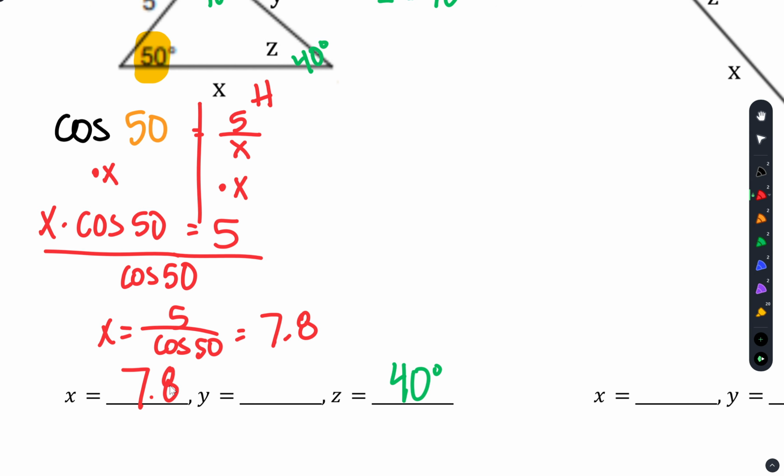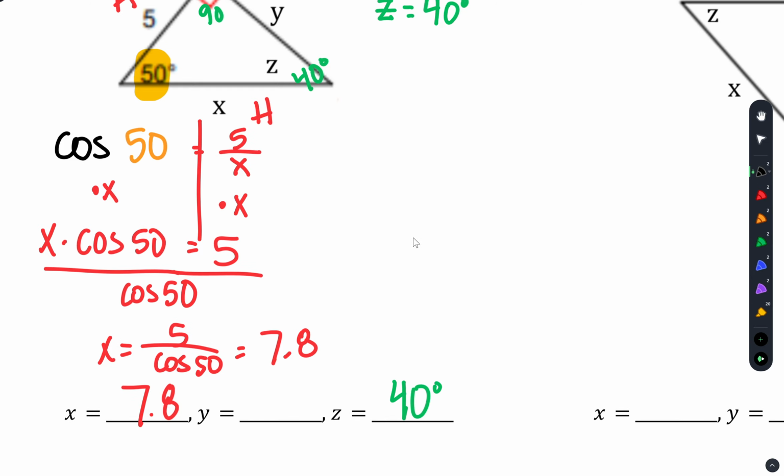Okay, and now here's our freebie. We got our second side. Here's how we get our third side. I never want to do this trig twice. I can do it once with the inverse and once without the inverse. But when I'm trying to find the third side, what's the best way to find the third side of a right triangle? Pythagorean theorem. We're going to do a squared plus b squared equals c squared.